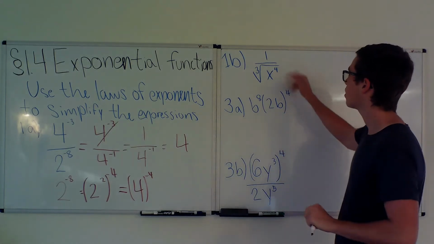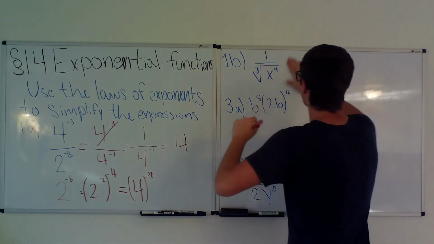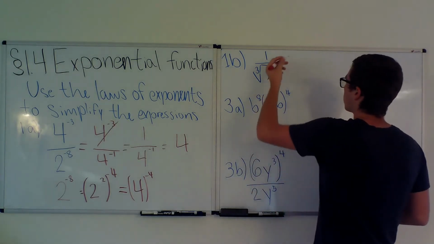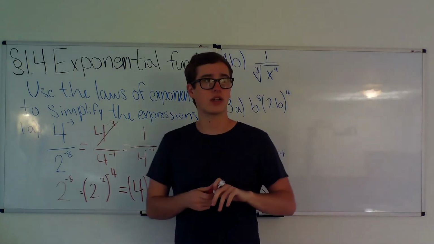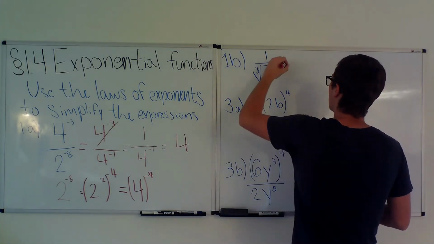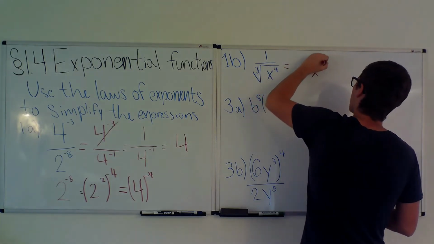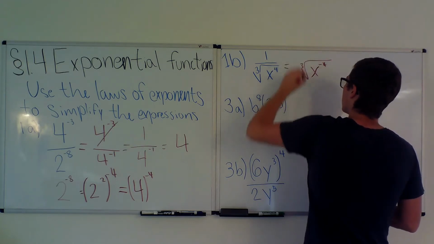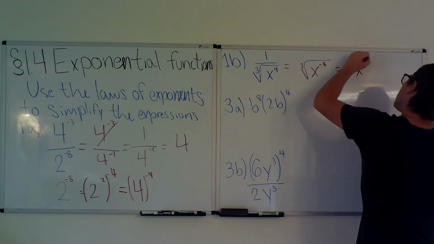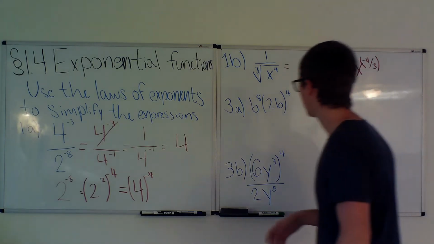Alright, now on to 1b. We have 1 over, so this one is 1 over x to the fourth root 3. So now we're just going to try and get it into the rational form, where it's the p over q form. So this is equal to x to the negative fourth root 3, right? And then this is equal to x to the negative 4 over 3. So that one's done. That one's not too hard.